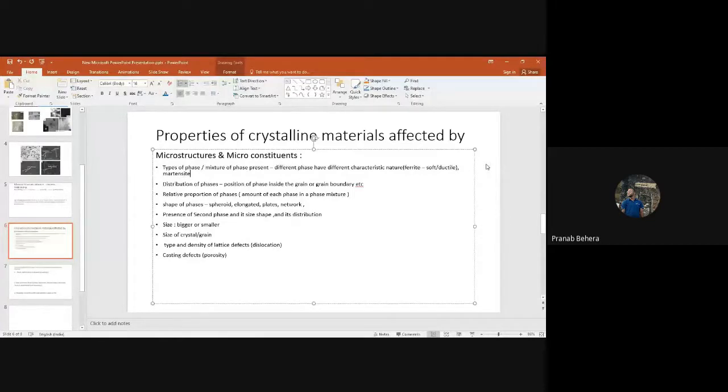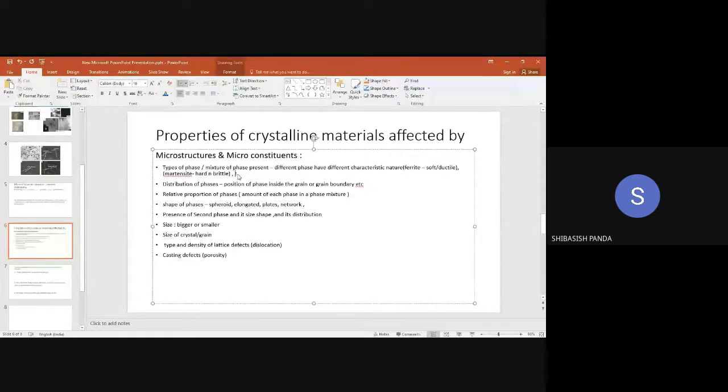what is the nature here? High strength. Hard. Hard and brittle sometimes. So hard and brittle means it will increase the strength, and it will increase the hardness.